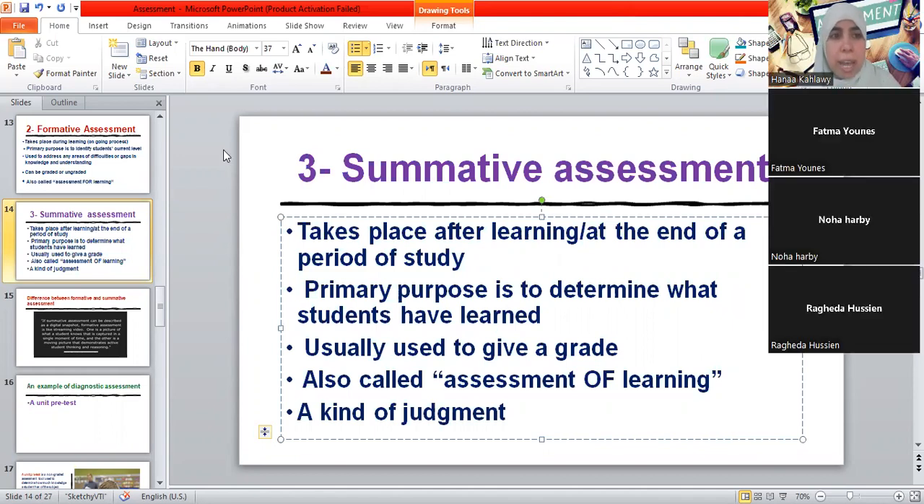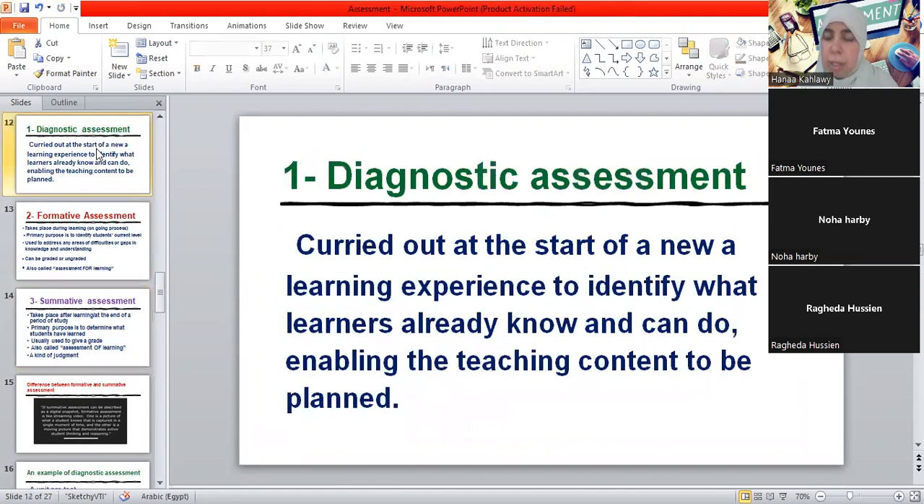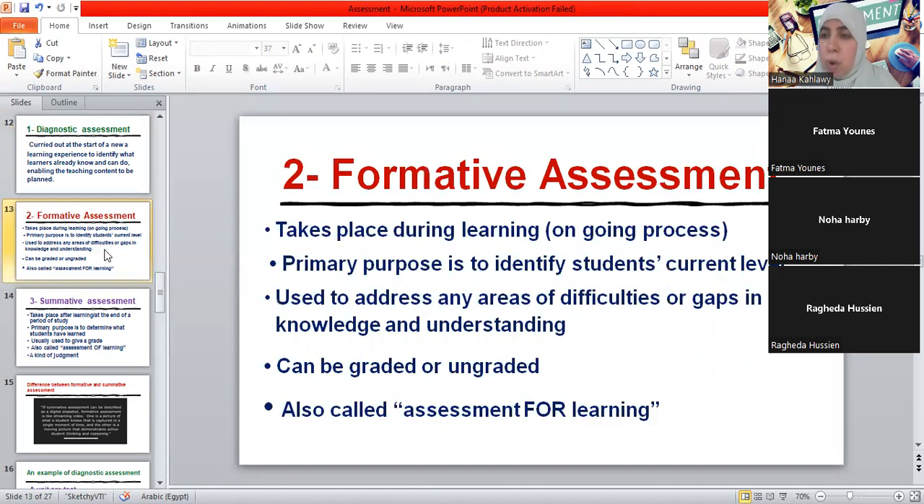Again, here we have 3 types of assessment. Number 1, diagnostic. It's before the learning experience. It can be before explaining a lesson or beginning a unit. Here I check what my students already know and what they can do, okay? And after that, we have formative assessment. It occurs during learning. It's ongoing, continuous, okay? And it's supposed to not be graded because it's not judgmental. It's a kind of feedback and reflection on what happened.